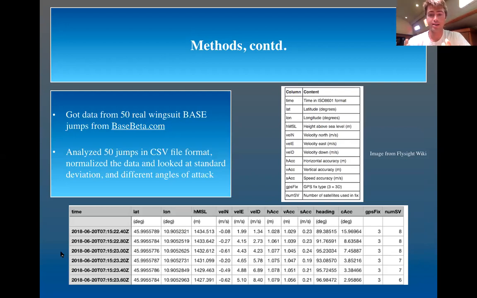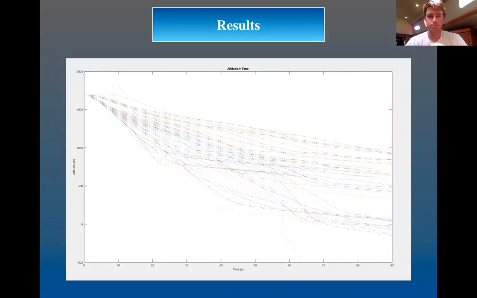Onto the data. Again, we were lucky to get this data. People, I know it's what they love to do, but they did risk their life to get this data. It came in CSV file format. We basically only cared about the altitude here in meters above sea level, and also the velocity magnitude. So we took that and put it in 2 dimensions.